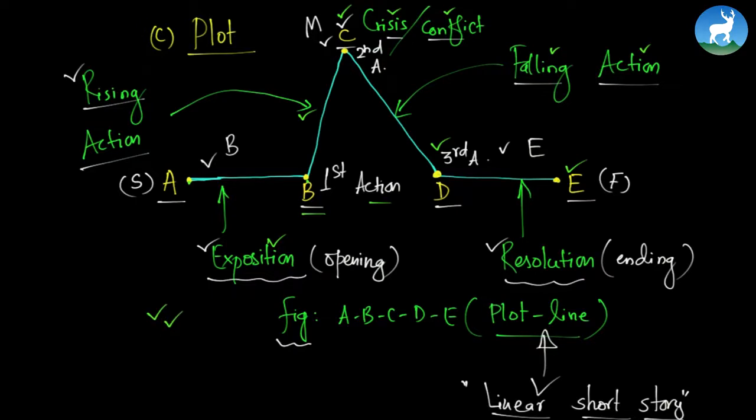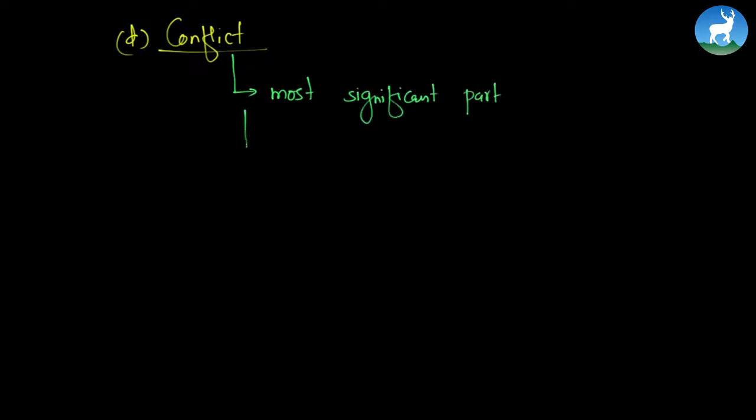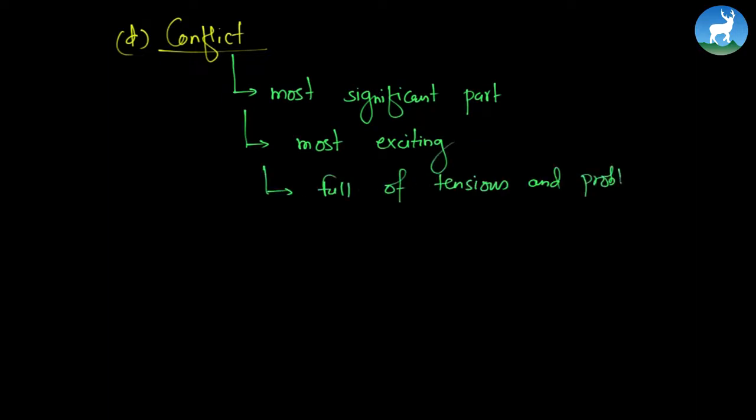Now let's go to another element of the short story. Another element of the short story is called conflict. It is also known as crisis. Every story has a conflict to solve. The plot is centered on this conflict and the ways in which the characters attempt to solve the problem. When the story's action becomes most exciting right before the resolution, it is called the climax. So it is the most significant part of the story. It is most exciting. It is also full of tensions and problems. So this is also known as the middle part of the story.